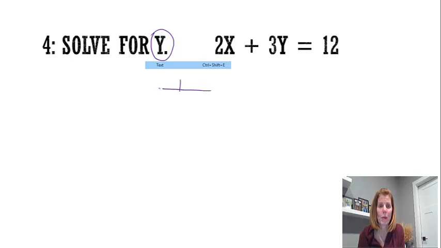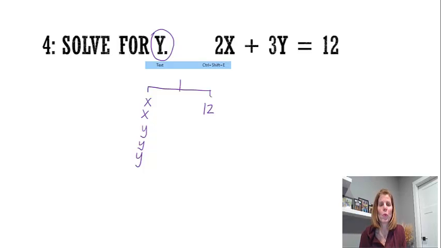So let's see. I'm going to go ahead and get my mobile balance set up. And I hope that you are still drawing your mobile balances, because especially on these problems, it makes them so much easier. So first of all, I've got 2 x's. And then I've got 3 y's. And then on the right side, I have 12.